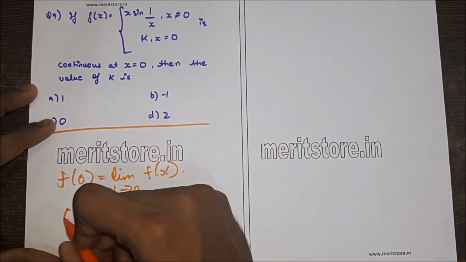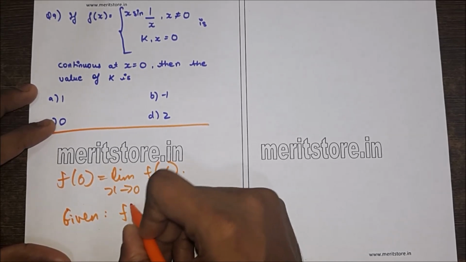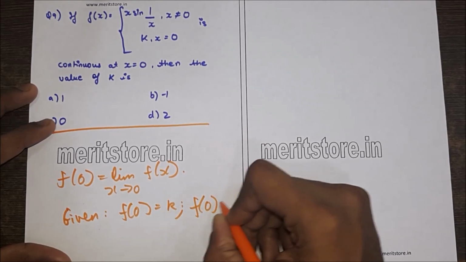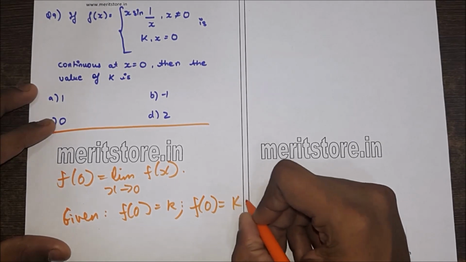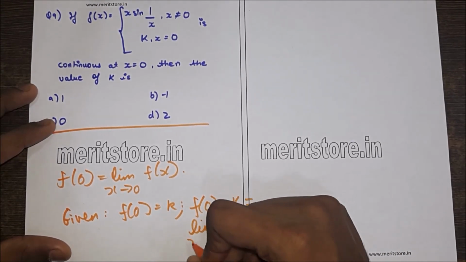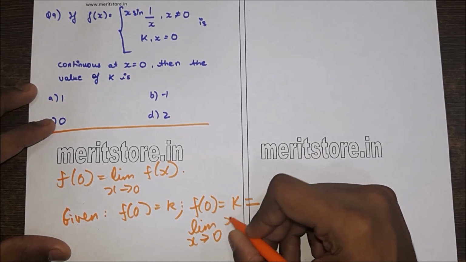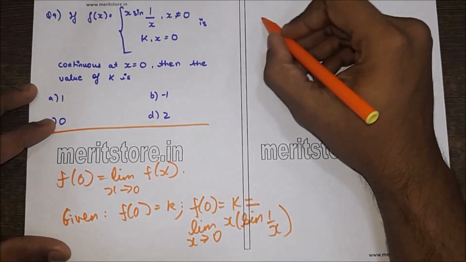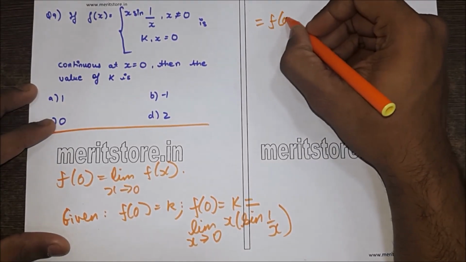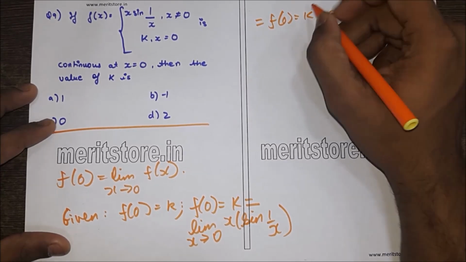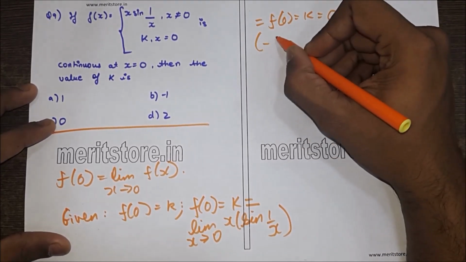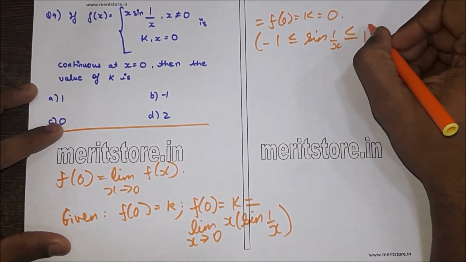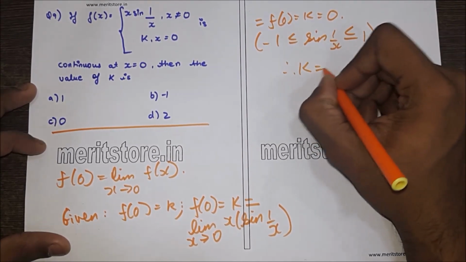Now given is f of 0 is equal to k. So from this we can write f of 0 is equal to k is equal to the limit as x tends to 0 of x sine of 1 by x. So we could say f of 0 is equal to k is equal to 0, as minus 1 is less than or equal to sine of 1 by x is less than or equal to 1. So therefore we can say k is equal to 0.